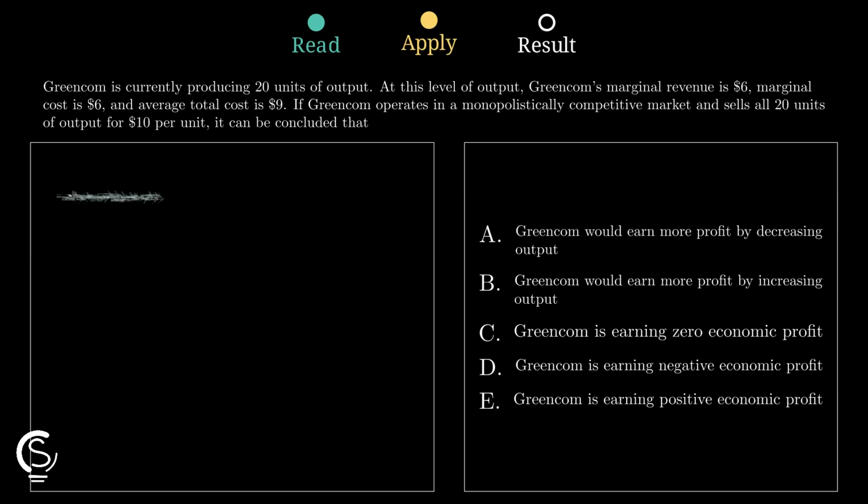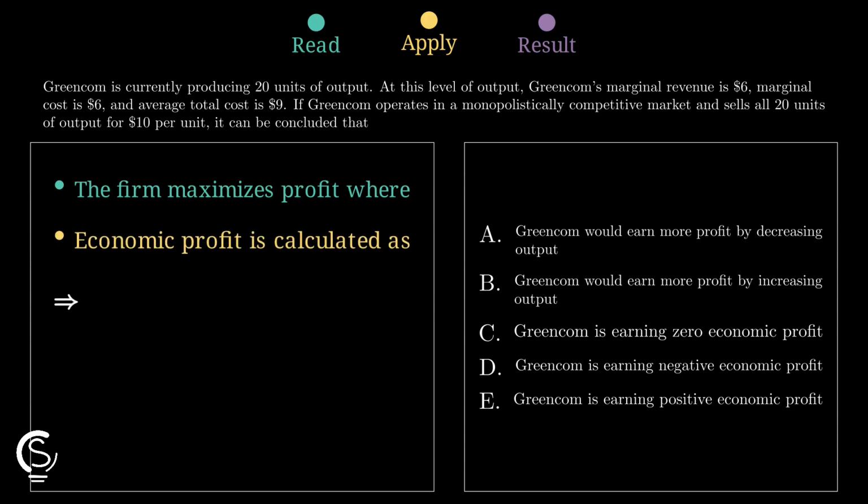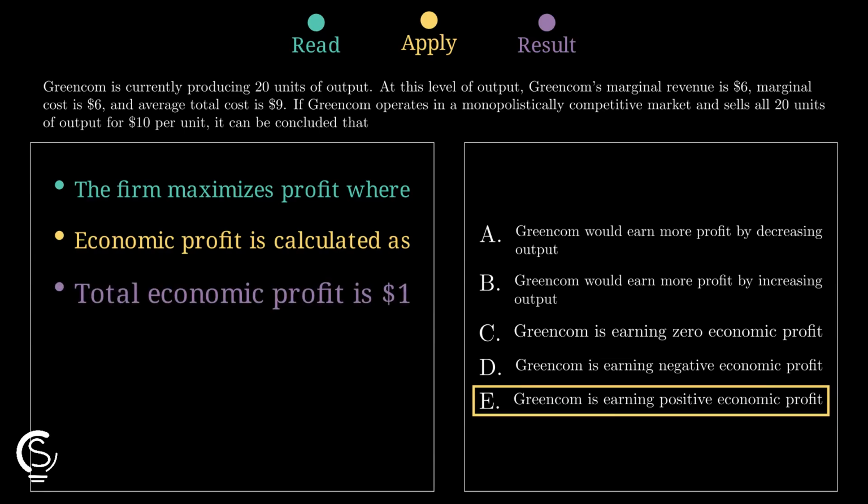Next, compute economic profit using price minus average total cost times quantity. The firm sells each unit for 10, average total cost is 9, and quantity is 20. That gives profit per unit of $1, and across 20 units, the firm earns positive economic profit, so option E is the winner.